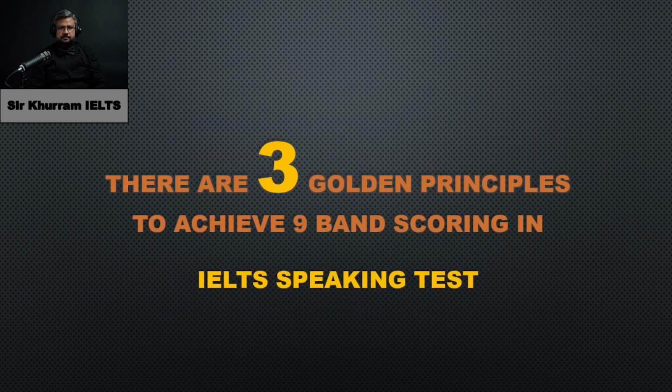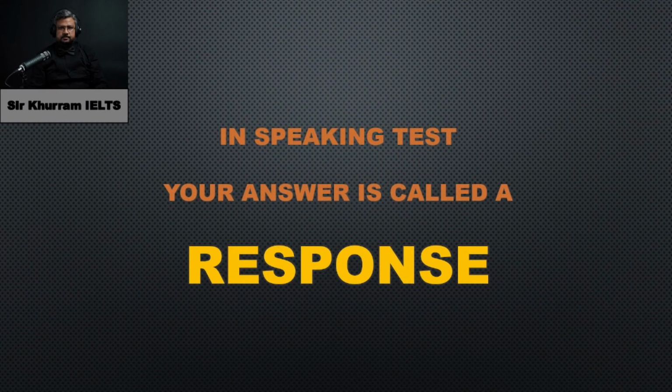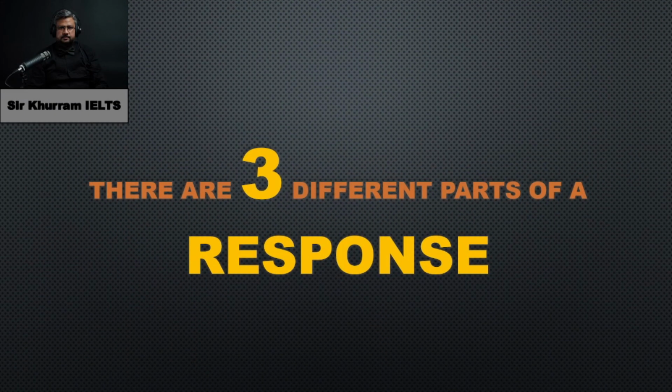Now, there are 3 different golden principles to achieve 9-band scoring in IELTS speaking test. What are these golden principles? Let's find out. In a speaking test, your answer is called a response. So whenever the examiner asks you any question, you have to give a response. So what are the stages of a response? There are 3 different parts of a response. Let's find out what these parts are.